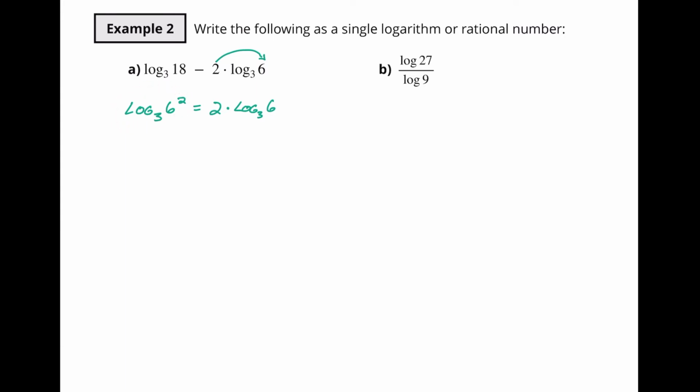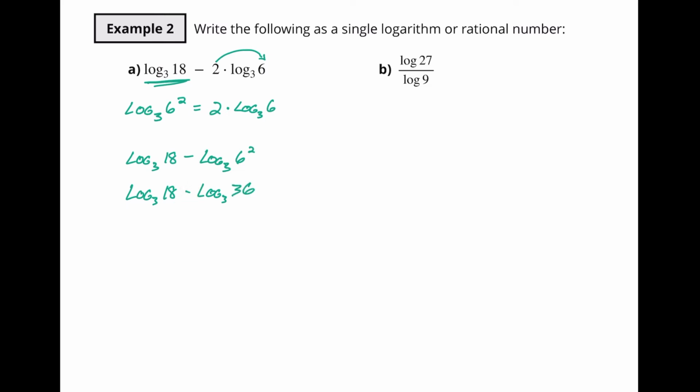So now I've got this part here is log 3 of 18, and we're going to subtract log 3 of 6 squared. Well, since we're trying to put this as a single logarithm, we can actually square that out if we wanted. So we're going to have log 3 of 18 minus log 3 of 36.